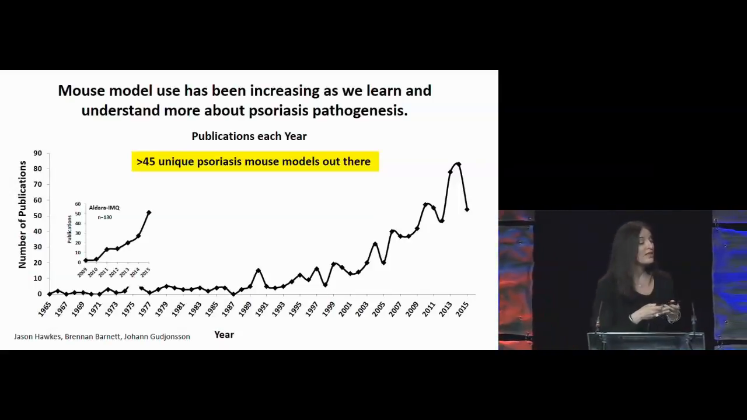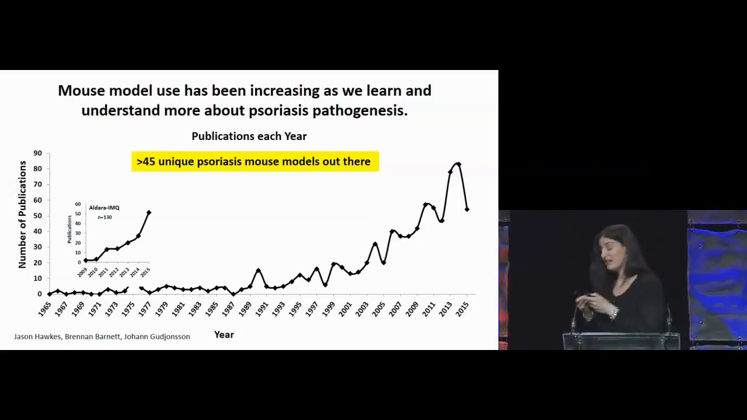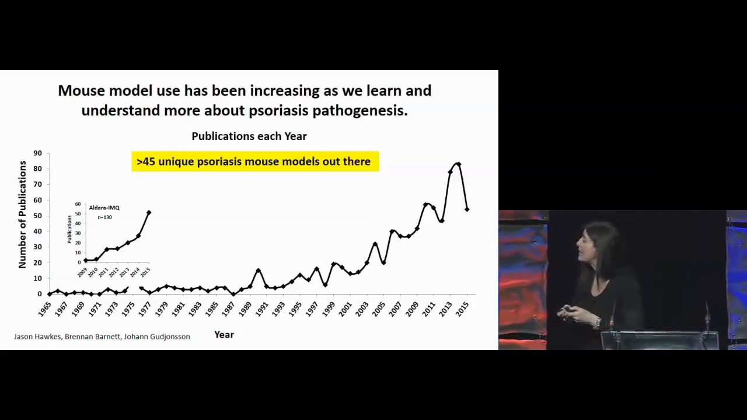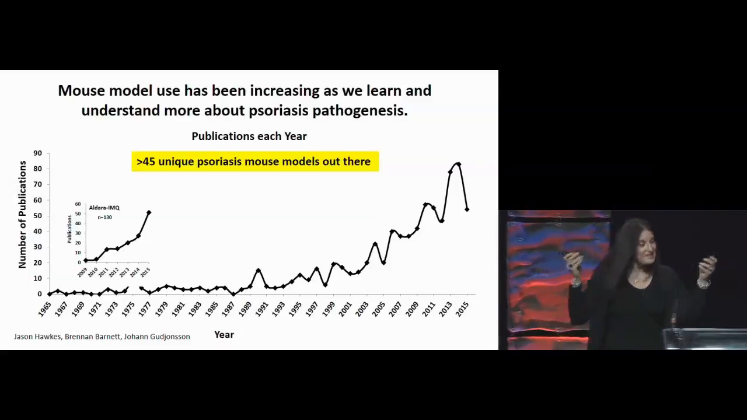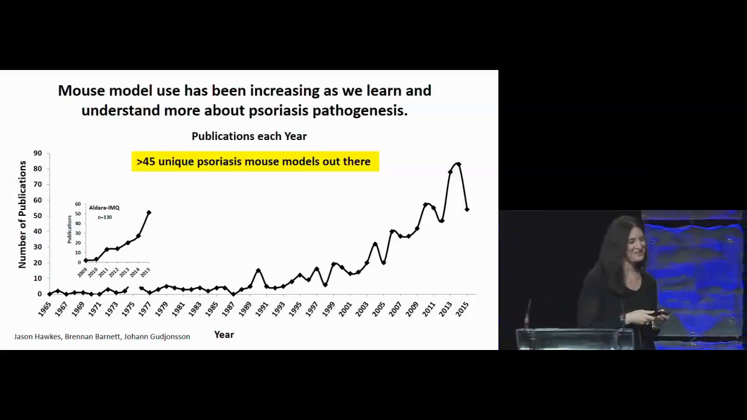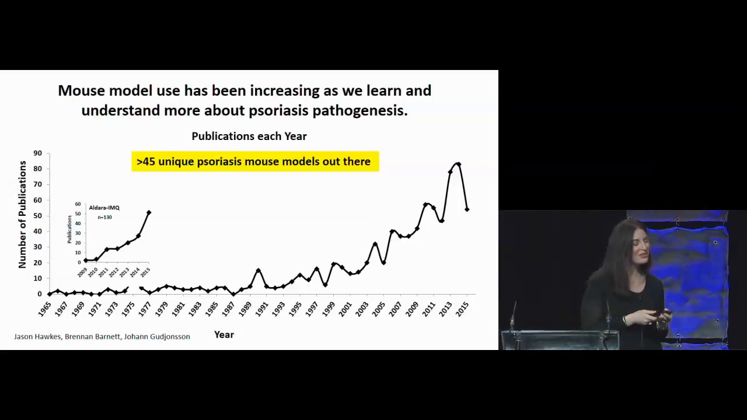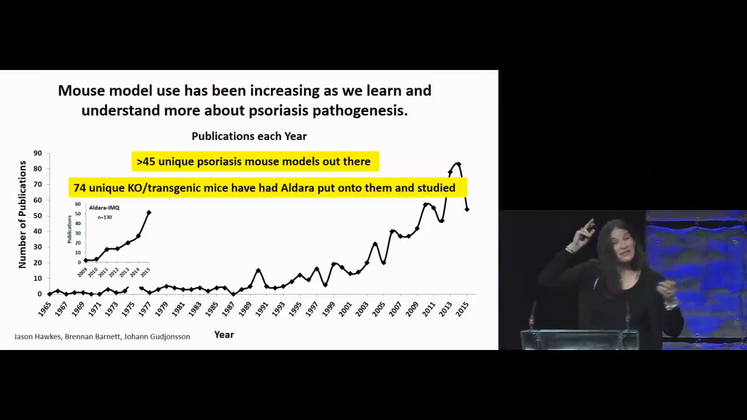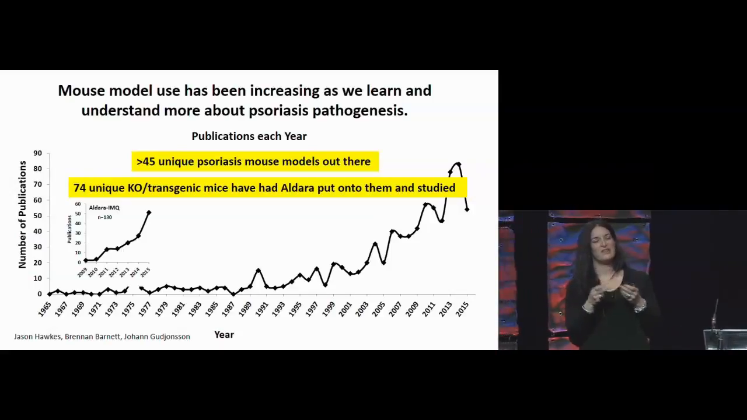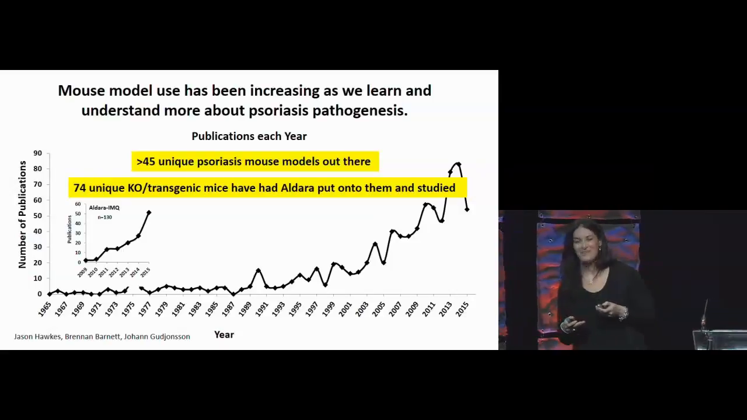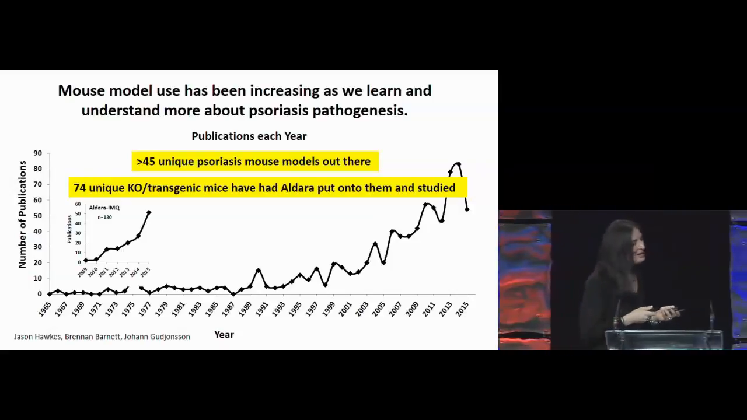One of them, the Aldara topical application model that Errol Prenz and Eric Lubertz published in 2009, I hope you can appreciate, has escalated the publications in psoriasis mouse model work, more than 130. And in fact, 74 unique either knockout or transgenic mice have had Aldara put onto their skin and then the phenotype studied. A little bit of perspective.